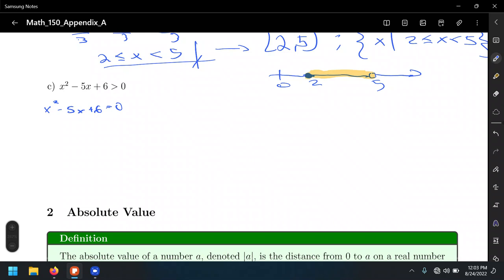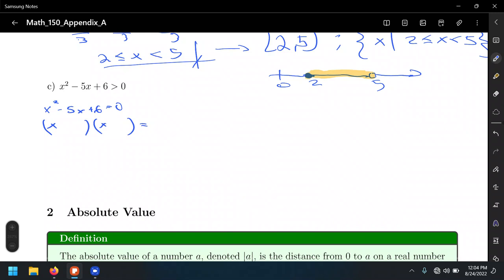Any ideas on how to solve this polynomial equation? By factoring. Is that what you mean by factoring? Right. When it comes to factoring a trinomial whose leading coefficient is 1, we use what I call the double bubble method, because we have like double bubbles here.